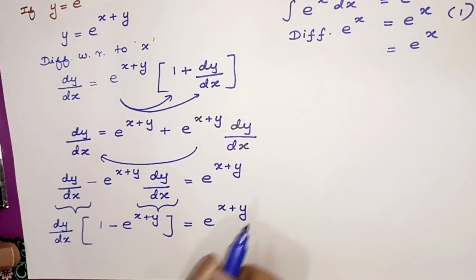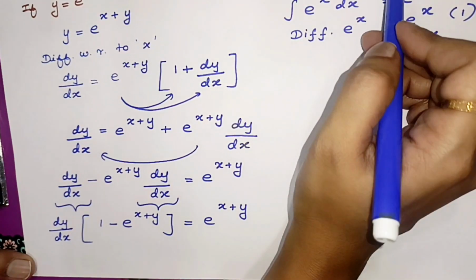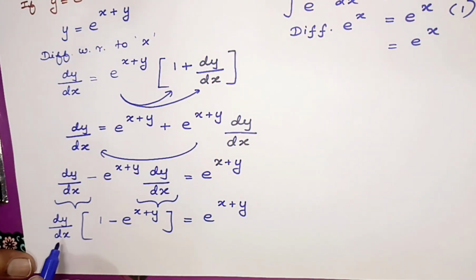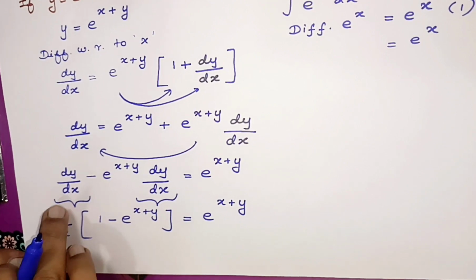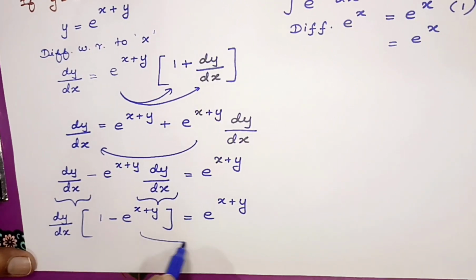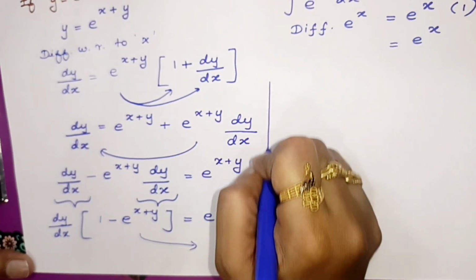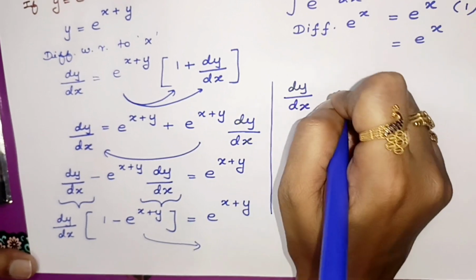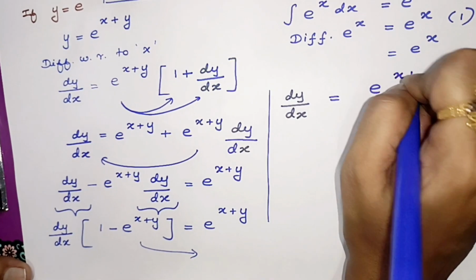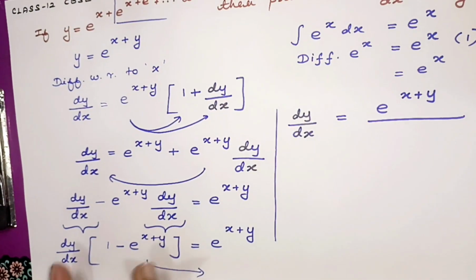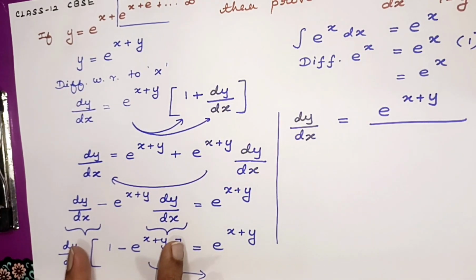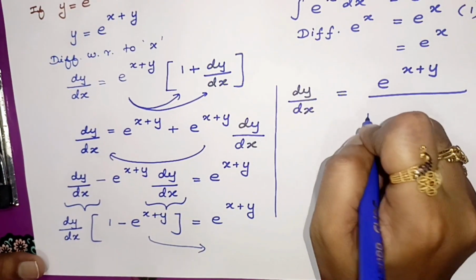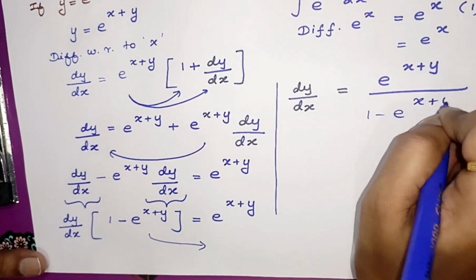Is that clear, students? Now we need what? Only dy by dx, because in the question they have asked only dy by dx. So now I am going to keep this dy by dx to one side and this term to another side. Listen carefully. So dy by dx is equal to e power x plus y divided by, this is in product, so while I am taking that side it will come to the denominator. So 1 minus e power x plus y.